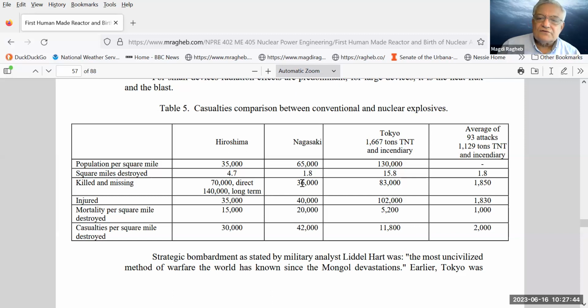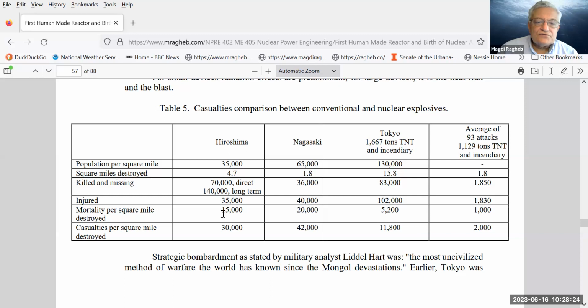Nagasaki had 36,000, but the fire bombing had happened earlier on the rest of the Japanese cities, and in fact, the incendiary or the fire bombing of Tokyo caused much more deaths than Hiroshima and Nagasaki. Tokyo fire bombing caused the deaths of 83,000 people, and basically that was 93 attacks on Tokyo using 1,129 tons of TNT and incendiary bombings.